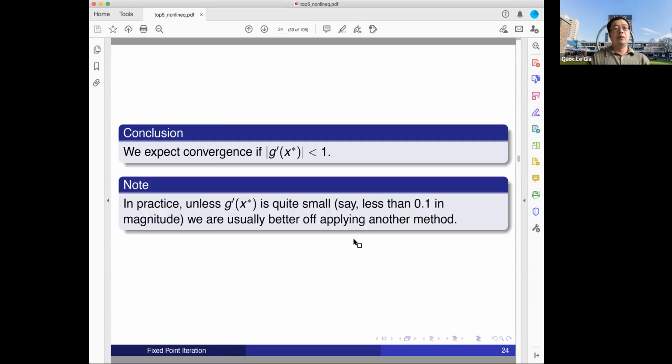So in practice, unless g prime is very small, the convergence is very slow for this method. So we should apply other methods.